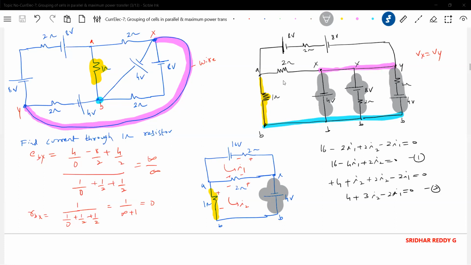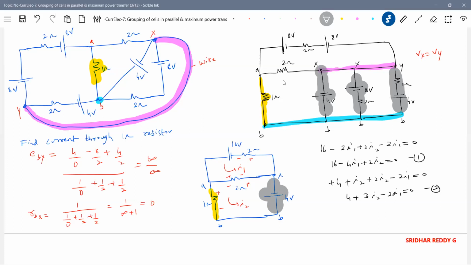What is the EMF? What is the potential difference across these points? 4 volt. What is the effective resistance? 0 ohm. So I should replace this point XB with the equivalent 4 volt only. So what is a cell?